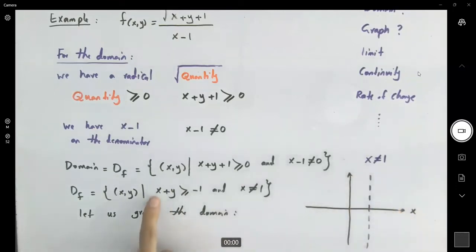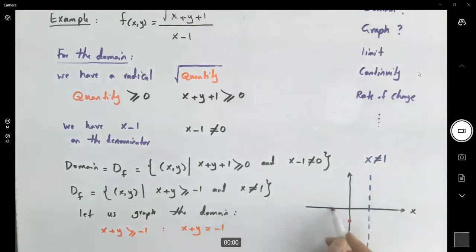What about this? X plus y is larger than or equal to -1. So to graph this guy, x plus y larger than or equal to -1, first we graph x plus y equals -1, right? Okay. If x is equal to 0, my y is equal to -1. If y is equal to 0, my x is -1. This is my line that I'm talking about here.